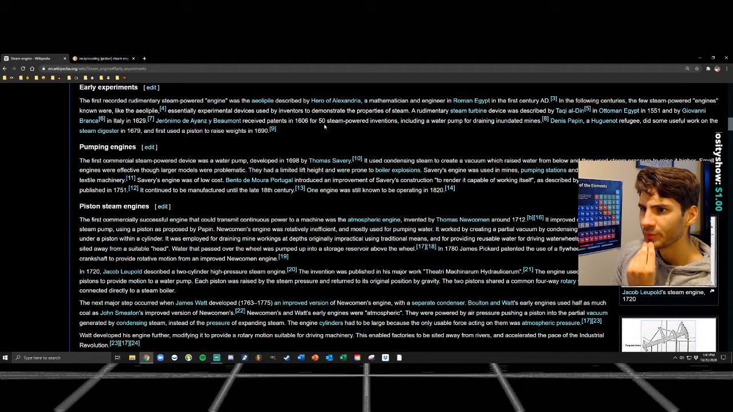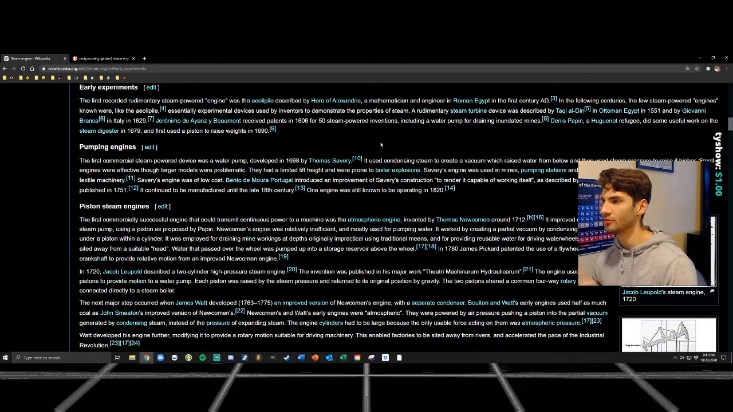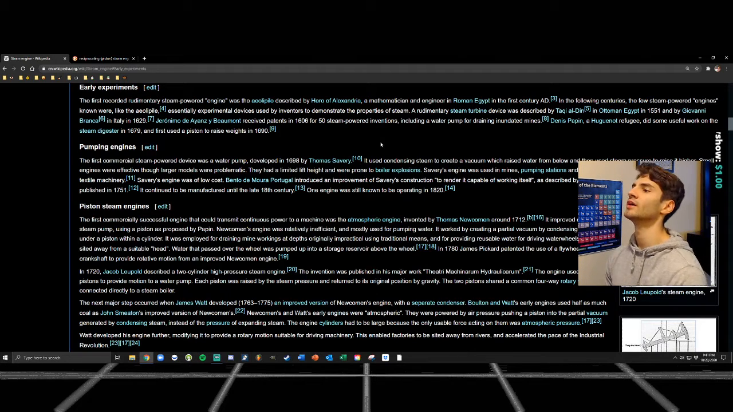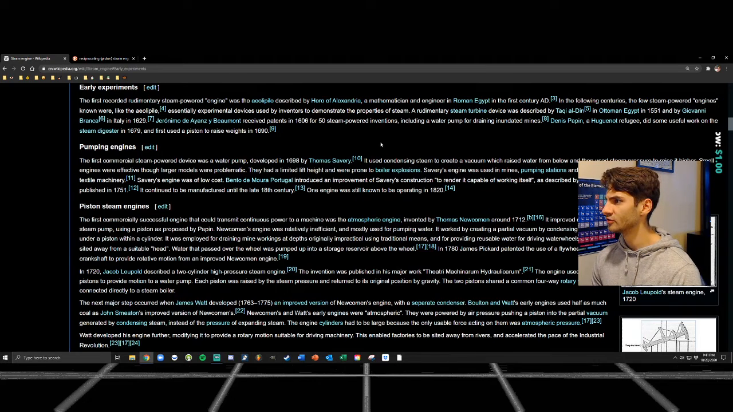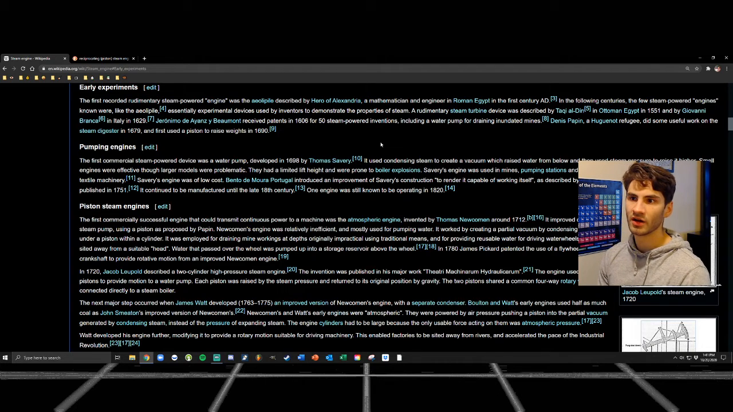The first recorded rudimentary steam-powered engine was the Aeolipile, described by Hero of Alexandria, a mathematician and engineer in Roman Egypt in the 1st century AD. Wow. In the following centuries, the few steam-powered engines known were like the Aeolipile, essentially experimental devices used by inventors to demonstrate the properties of steam. A rudimentary steam turbine device was described by Taqi al-Din in Ottoman Egypt in 1551 and by Giovanni Branca in Italy in 1629. And I don't even need to pronounce that.